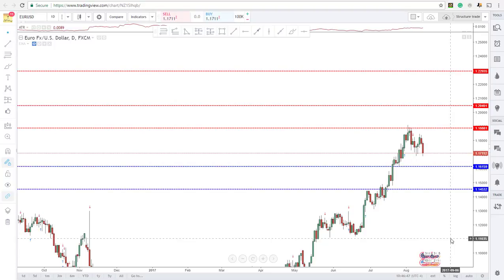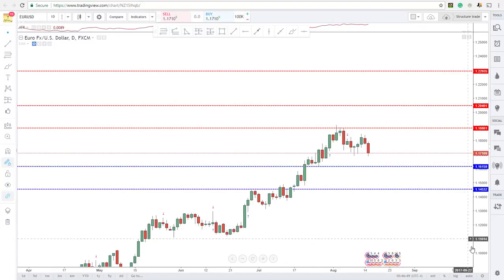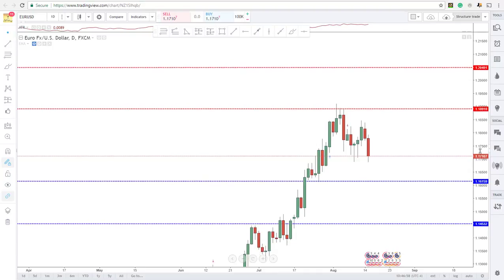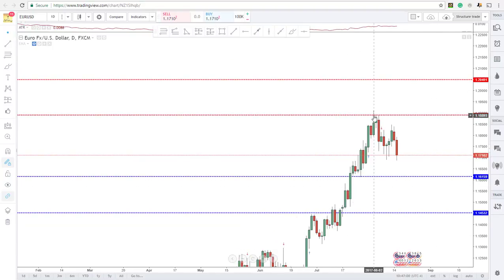So as for the euro dollar, this is a pair that we did take a look at last week in structure-based trading episode 8, and we discussed this 1.189 area as a resistance level and as an area where we expected the market to push into and possibly see some resistance and fall from. And guys, as you can see, that's exactly what's happened.